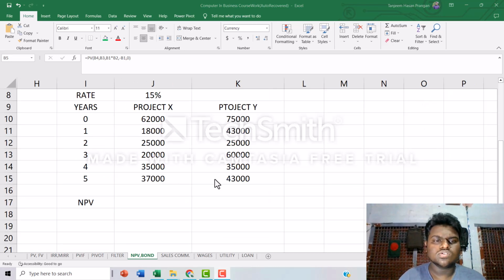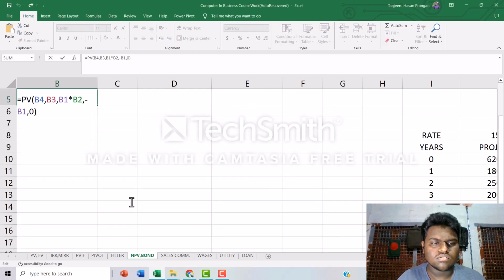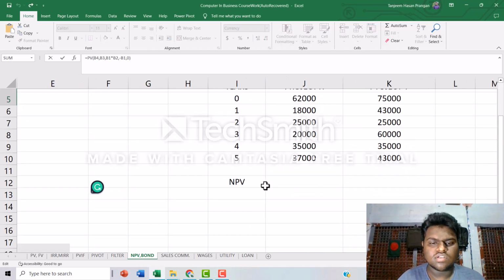Now we are going to learn about the calculation of NPV, which means net present value. Here we need some variables like the rate, which is 15%, the cash flow of a project, and the initial investment. We are going to calculate the net present value here.